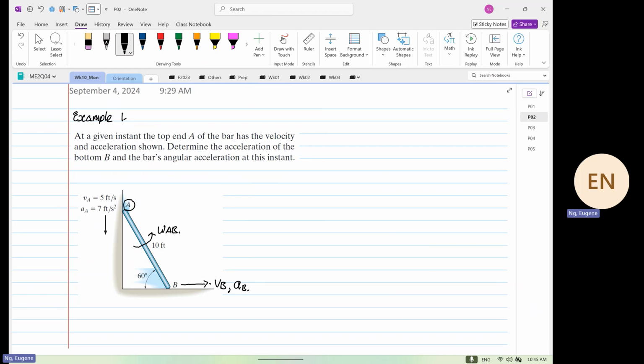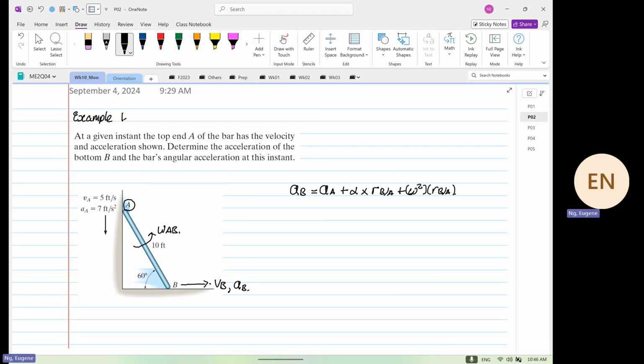So from here, we're going to write out our equations. What we can observe is point A and point B, we know that we only have one direction only. So let's write out the formula first. We know that the acceleration of point B is equal to acceleration of point A plus alpha cross R B from point A, and then plus omega squared R B from point A.